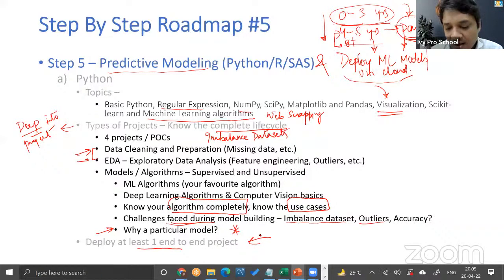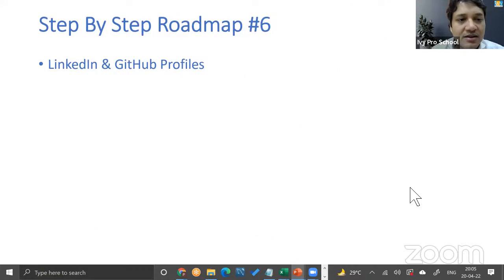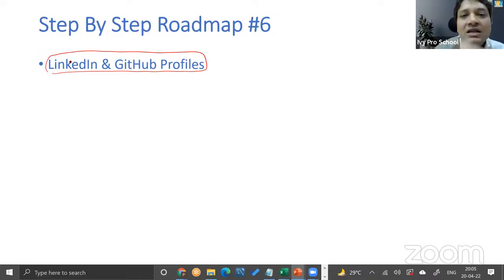So these are the 5 steps, guys, and one more bonus step I would tell you. It's not necessarily a step, but this is a mandatory thing that you need to do. Build a LinkedIn profile, mention your projects, create a great summary for your projects as well, right?